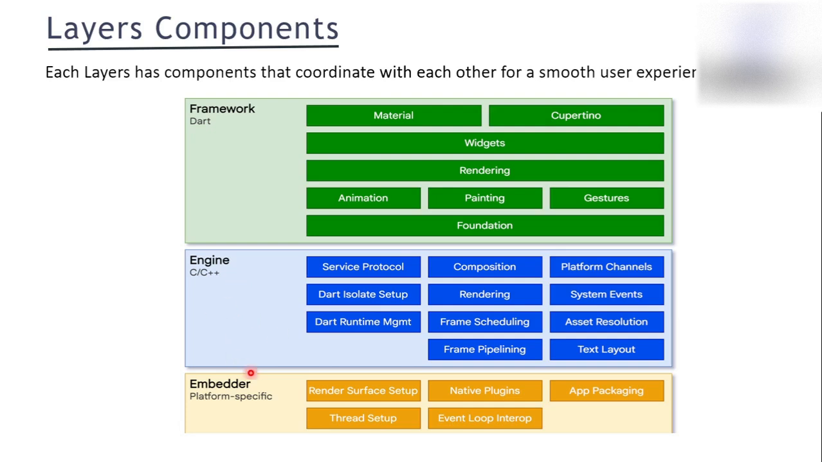Now the third layer is the embedder layer. The embedder layer is the platform-specific layer. When we set up Flutter and install the setup for Android, the embedder is automatically installed for Android. If we set up for iOS, then the embedder is automatically installed for iOS. So it is platform specific. This layer is responsible for interacting with the native platform.